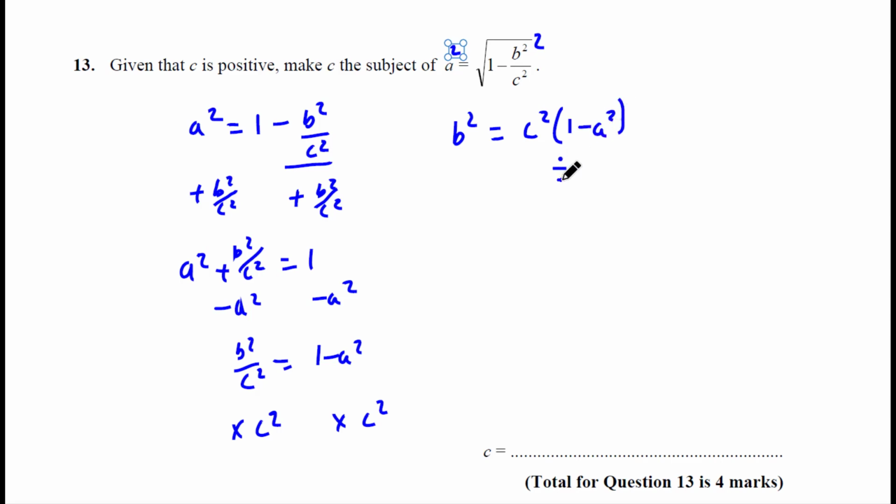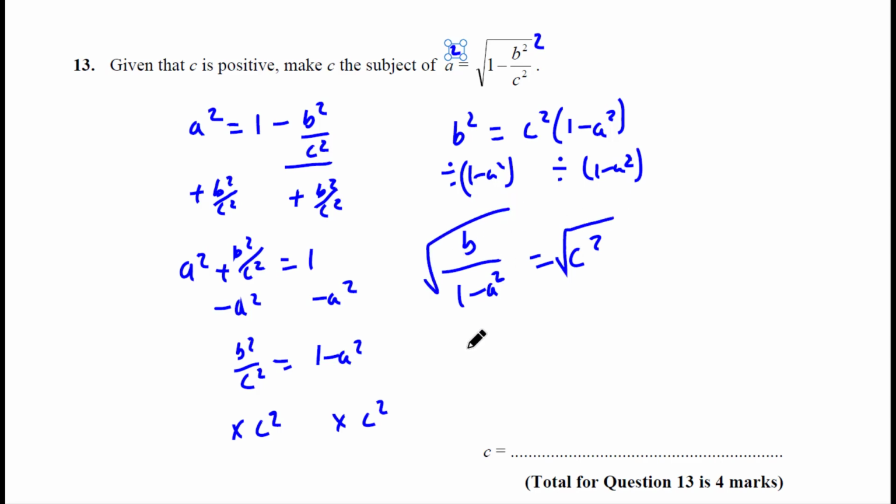Now you can see we divide by 1 minus a squared. You can do a few less steps than this, I'm just showing you all the working out. That equals c squared. Then we square root both sides, so the square root of b squared over 1 minus a squared equals c, and that's the answer. And you can see if you don't do it this way, you're going to eventually be square rooting a negative c squared, which you can't technically do.